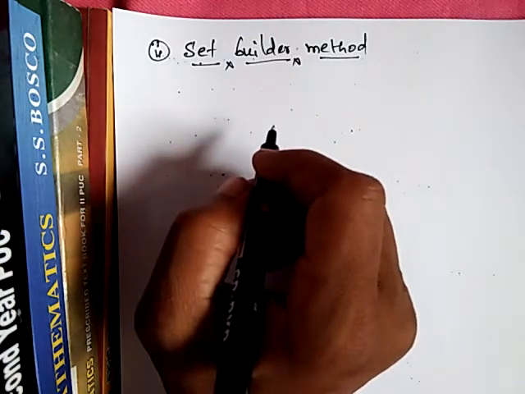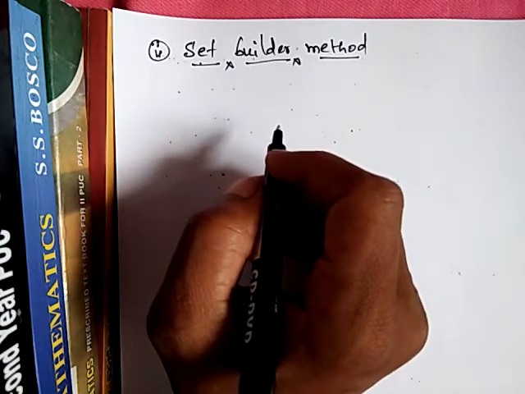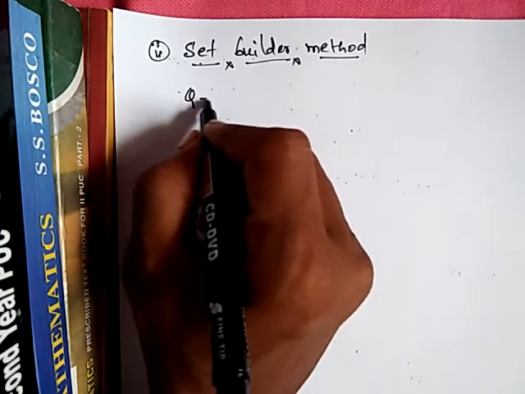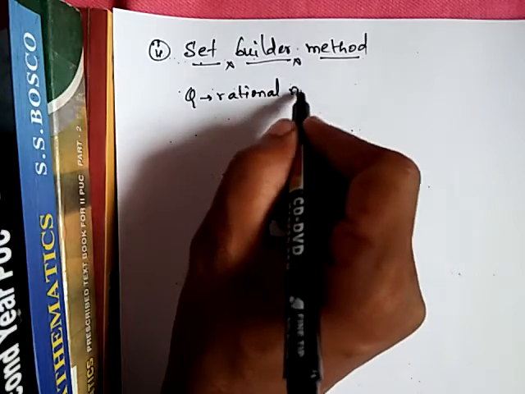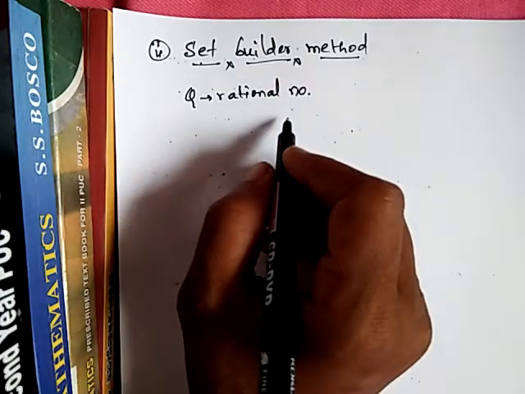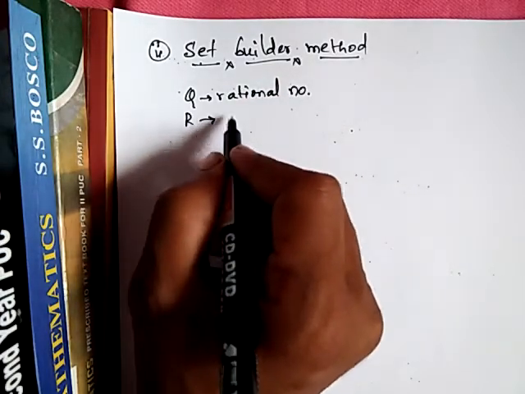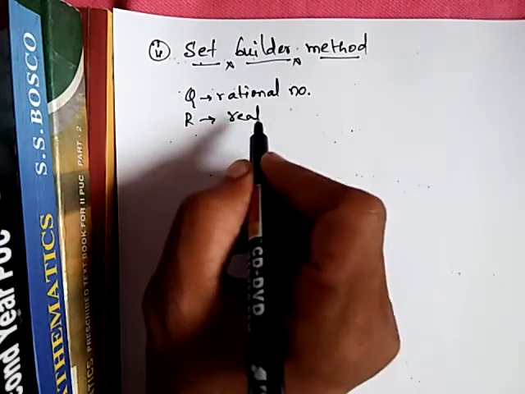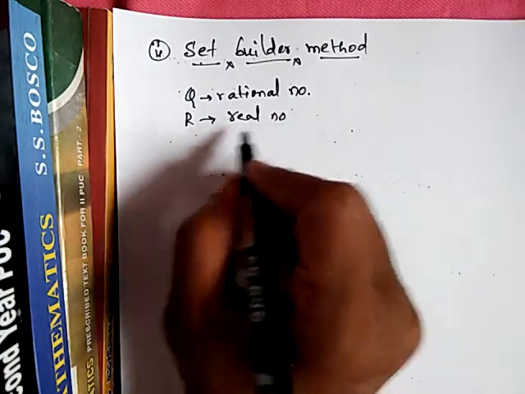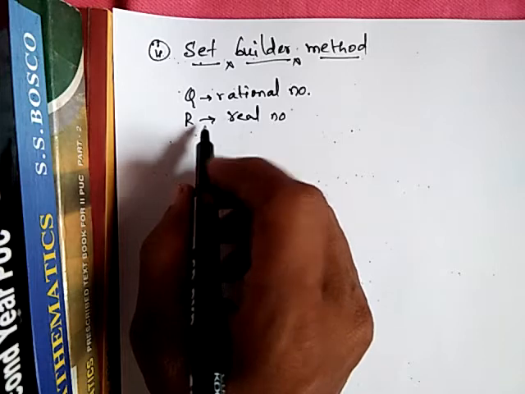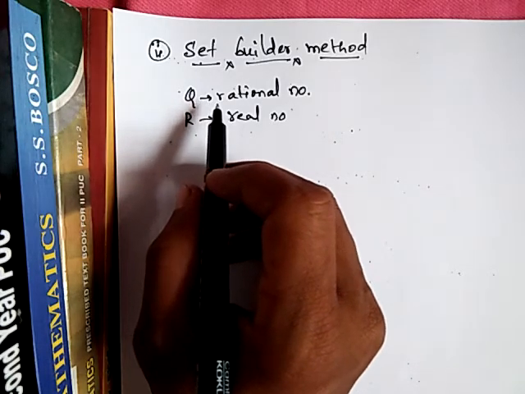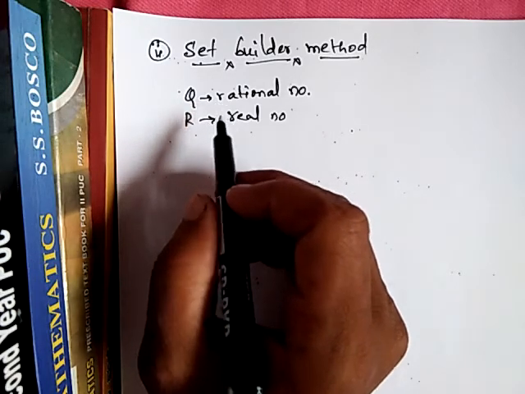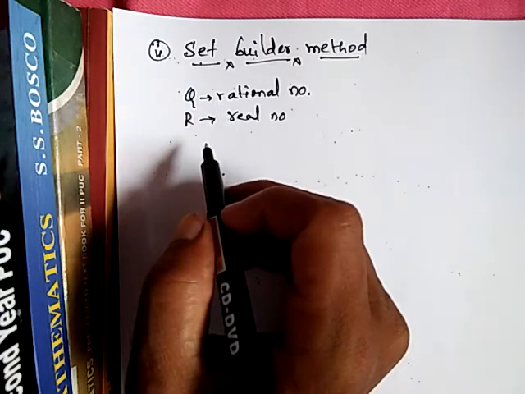So we do not have a roster form of the set Q. Q is the rational numbers, so you cannot write the set of rational numbers here. Similarly, R, the set of real numbers, also you cannot write. All the elements of real numbers you cannot write, all the elements of rational numbers you cannot write. So sometimes it is difficult, and sometimes it is impossible to write in the roster form, which we studied previously.